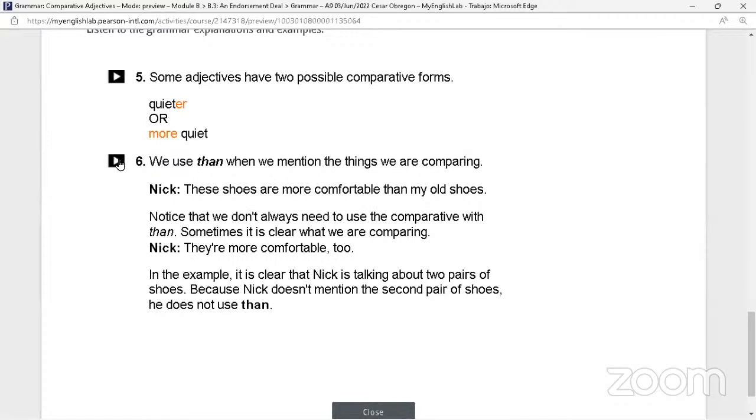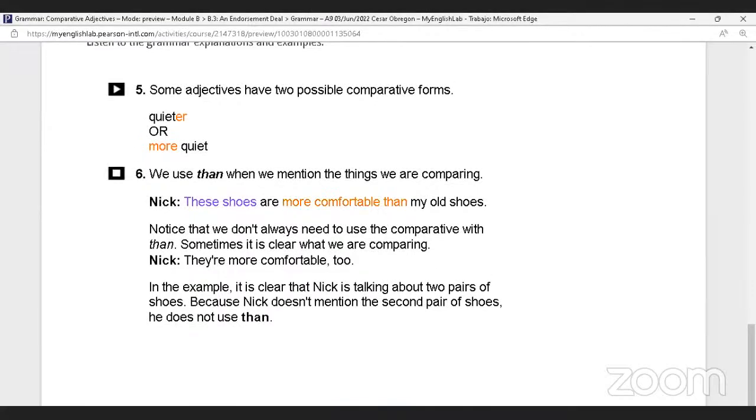And 6. We use than when we mention the things we are comparing. These shoes are more comfortable than my old shoes. Notice that we don't always need to use the comparative with than. Sometimes it is clear what we are comparing. They're more comfortable too. In the example, it is clear that Nick is talking about 2 pairs of shoes. Because Nick doesn't mention the second pair of shoes, he does not use than.